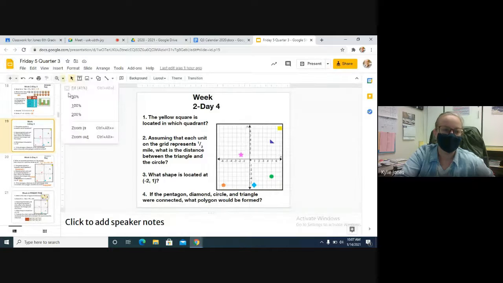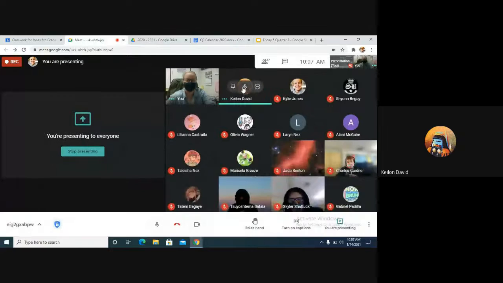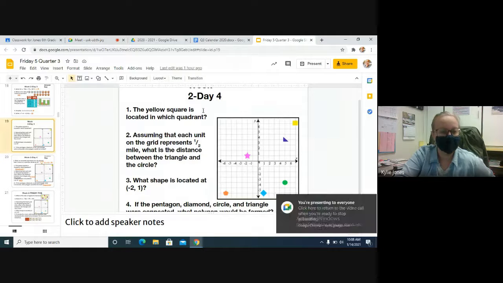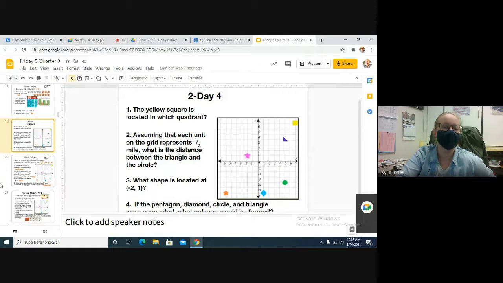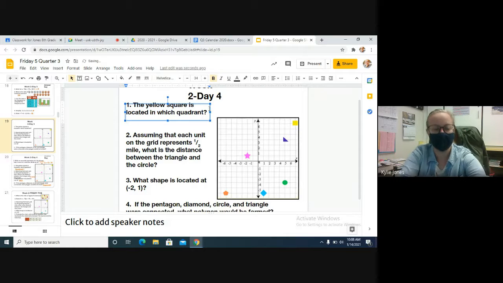Let's start by zooming in a little bit. So, number one here says, what quadrant is the yellow square located in? The yellow square is in this top quadrant over here. Yeah, that's quadrant one. It starts in the top corner, right? Quadrant one is the top right. Quadrant two is the top left. Quadrant three is the bottom left. And quadrant four is the bottom right. So this is quadrant one. Good.